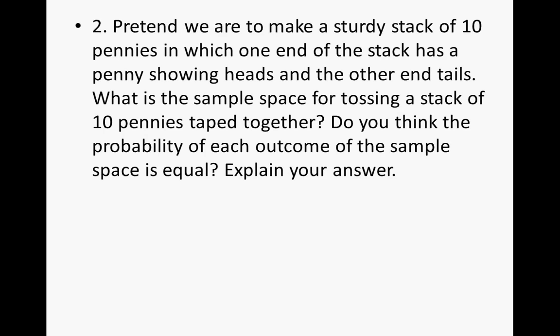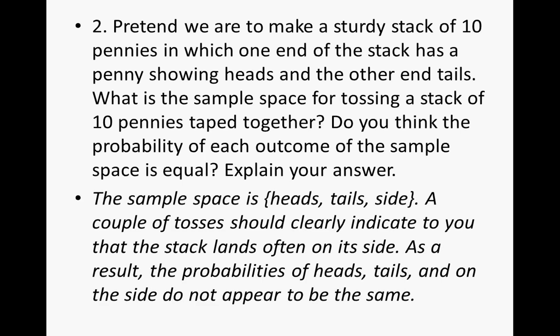So for number 2, pretend that we are going to make a sturdy stack of 10 pennies in which one end of the stack has a penny showing heads and the other end tails. What is the sample space for tossing a stack of 10 pennies taped together? Do you think the probability of each outcome of the sample space is equal? Explain your answer. Well, the sample space is the set of heads, tails, and side. A couple of tosses should clearly indicate to you that the stack lands often on its side. As a result, the probabilities of heads, tails, and on the side do not appear to be the same.